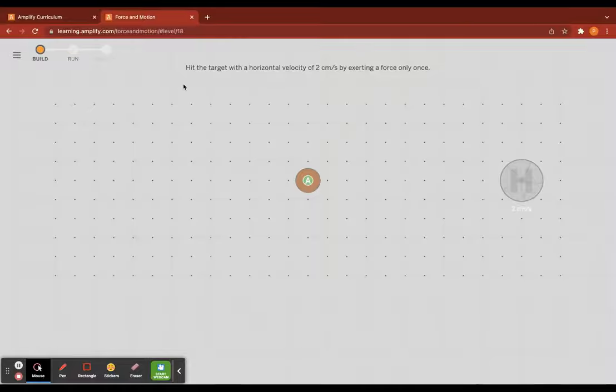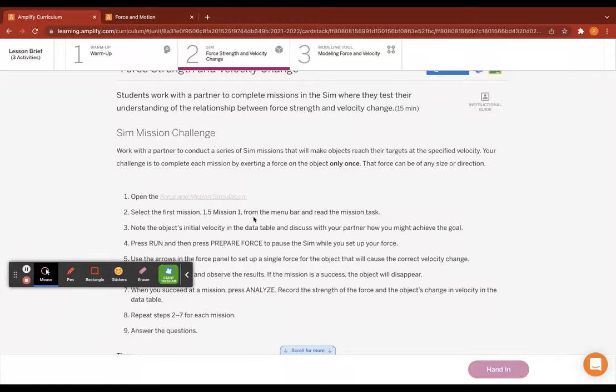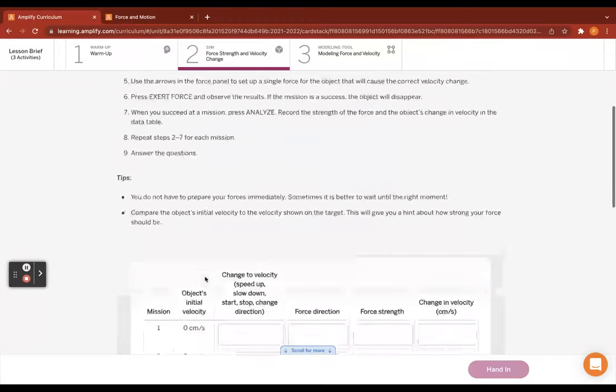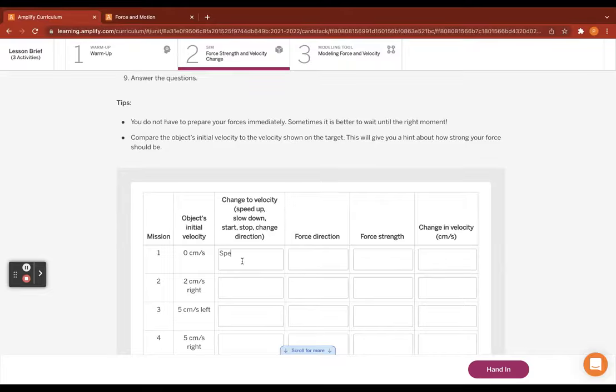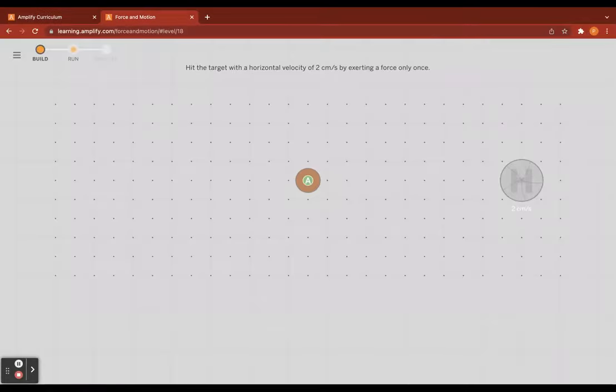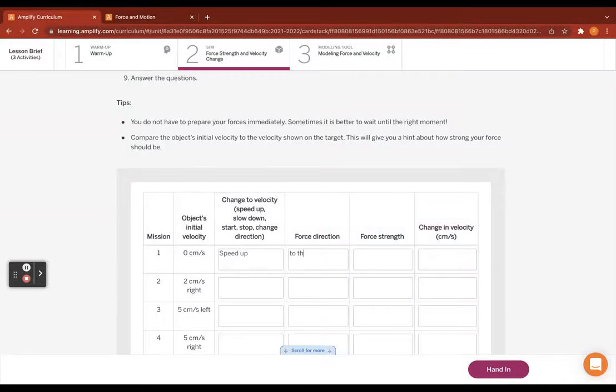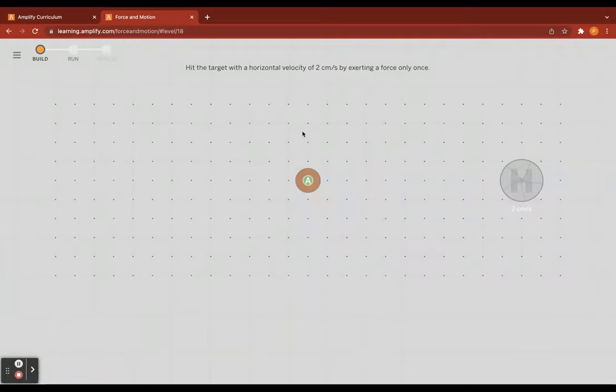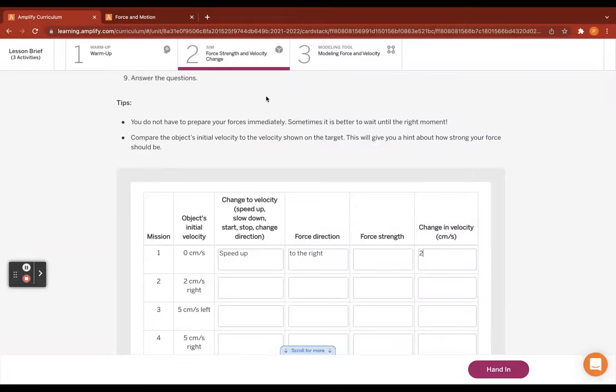Mission number 1, I need it to go 2 centimeters per second to the right because it's a positive number. Right now it is at 0. I need it to speed up because it's going to 2. Since the target is to the right, I want to hit it to the right. I need the velocity to change by 2. It's at 0. I want it to go to 2. So I want it to change by 2. I need to figure out the force strength.